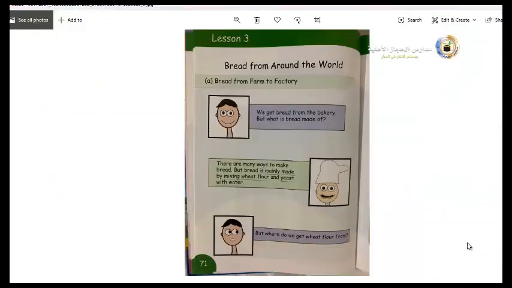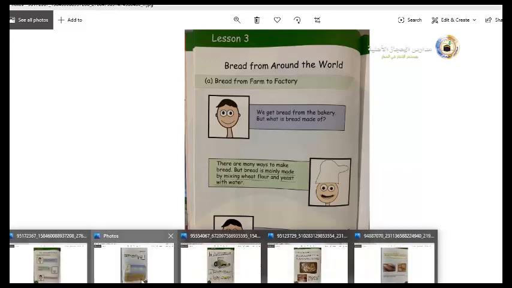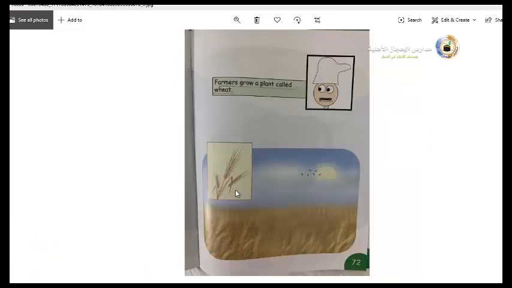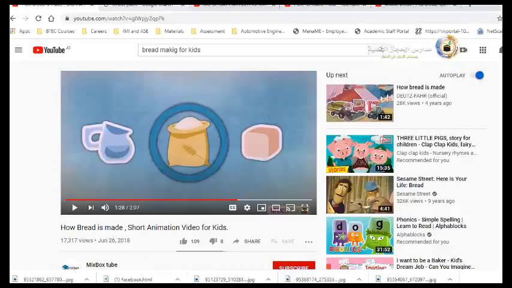So again, the pictures I showed you are the wheat flour and the yeast. So they mix them to make bread. But the question here is, where do we get wheat flour from? Let's see. Farmers grow a plant called wheat. We have a plant called wheat. Let me show it to you.